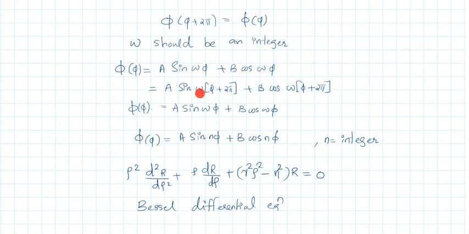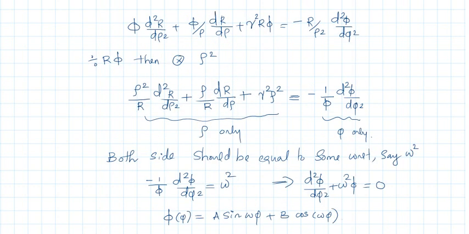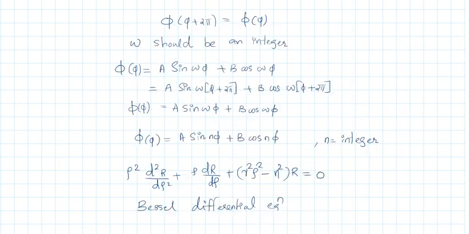But if omega is not an integer, it is something like half, you will get this as sine phi plus pi. Sine phi plus pi is minus sine phi. So you will not get the value repeating. So the condition for getting a periodic solution is that omega should be an integer. Let it be n. Then Phi is equal to A sin n phi plus B cos n phi. And in the equation for rho, the right hand side becomes n square.